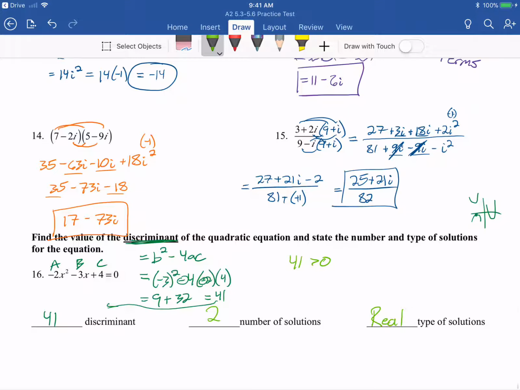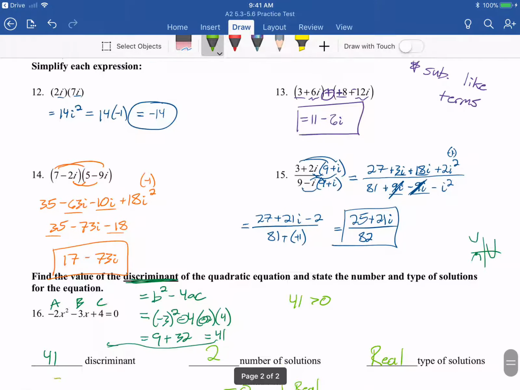So remember here, if the discriminant is equal to 0, so if you got 0 here, I would have 1 real solution. And if it was less than 0, like if it was a negative number, I would have 2 imaginary solutions. All right, so remember that for the test. But since this one's positive, we get 2 real. All right, so that is it.